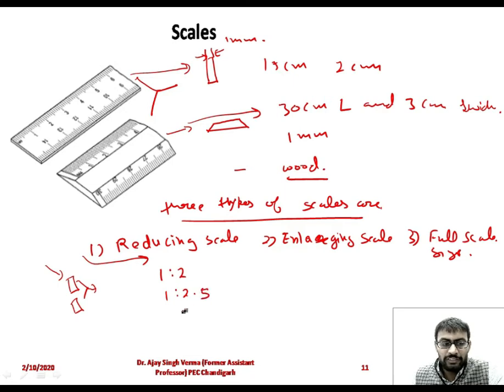So 1:2.5 is also a reducing scale problem. This is 1:5 and 1:10. These are the reducing scales. If your size is actually 1, then 2 times it will be reduced, or 2.5 times, or 5 times we reduce the size, or 10 times we reduce the size. The basic meaning is this.